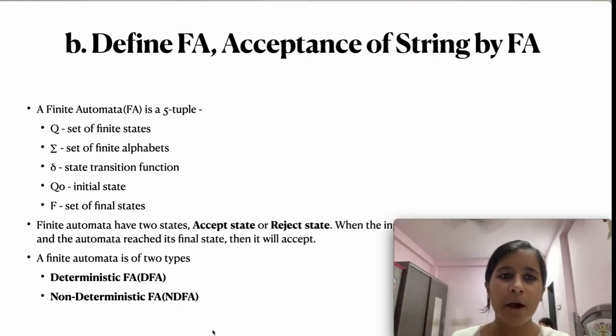Okay, let us look at part B of question 1, which is define FA and acceptance of a string by FA. First of all, FA stands for finite automata, and a finite automata is a 5-tuple. It is given by 5 symbols: Q, which is a finite set of states, sigma, which is the set of finite alphabets, delta, which is the state transition function, Q0, which is the initial state, and F, which is the final state.